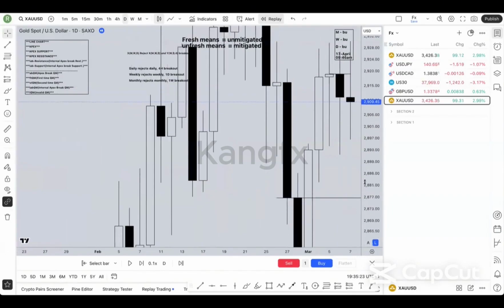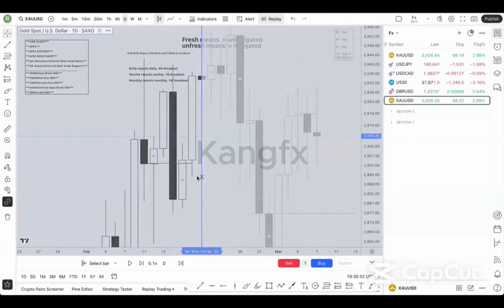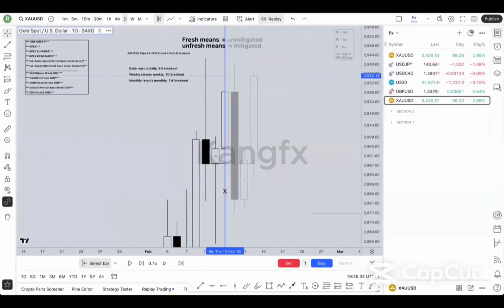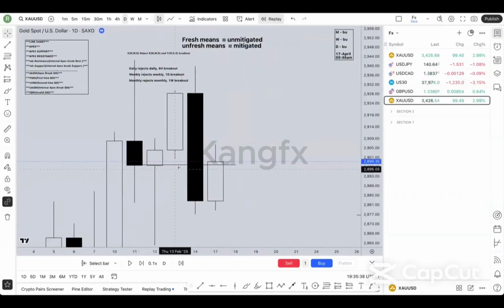Let's look for another fresh and unfresh level. We have this one. We have this support. This support here, when the market broke it at this point, it was fresh. This support was fresh.